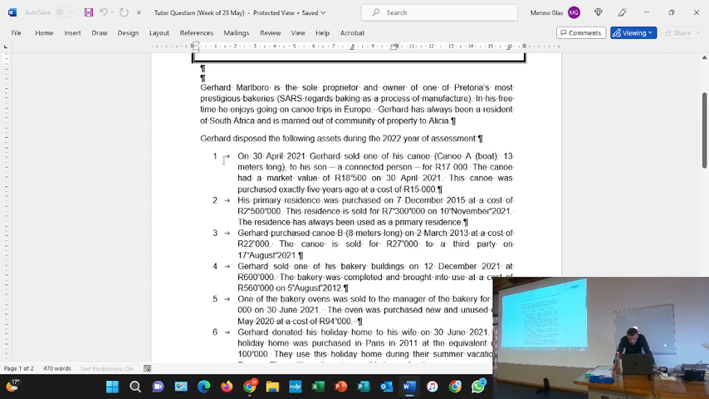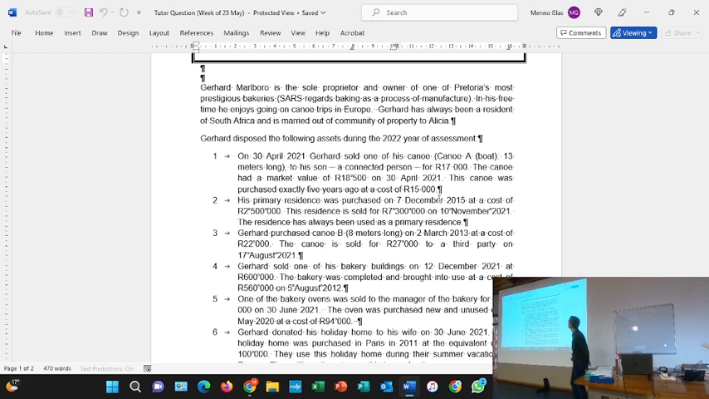What triggers CGT in the first note? Excuse me? No, like when does CGT come into play? Okay, and what's your disposal in the first note? Sold it. Correct. Gerard sold one of his canoes, Canoe A, about 13 meters long, to his son, a connected person, for 17,000. The canoe had a market value of 18,500 on 30 April. This canoe was purchased exactly 5 years ago at the cost of 15,000 rand.